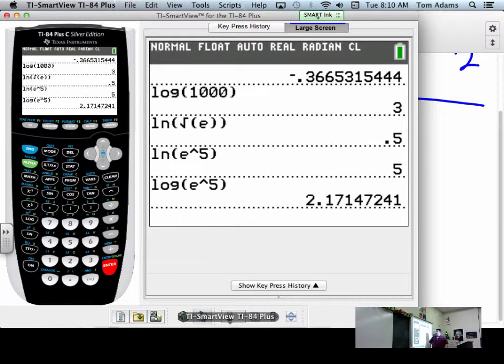So I'm going to say e, second divide, raised to, and I'm going to start parentheses, the natural log of 4, close, close, and hit enter, and I should get what number? 4.